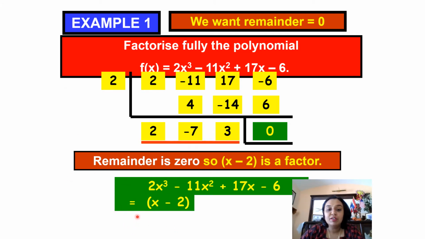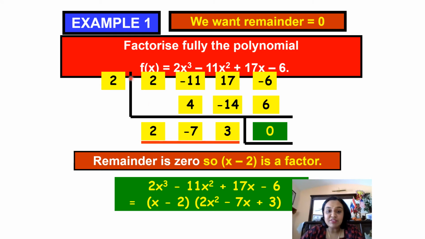So therefore, how do we actually write out the answer when we want to fully factorize a polynomial? The original polynomial equals the first root factor. Since 2 is actually the root, x minus 2 is a factor. And the quotient will give the remaining factors, which is 2x squared minus 7x plus 3.